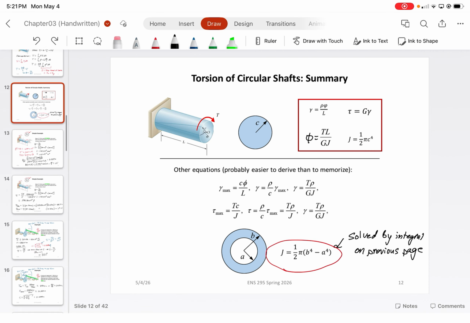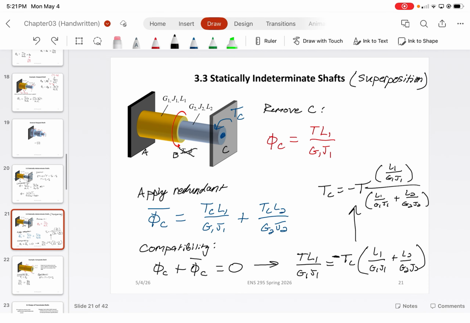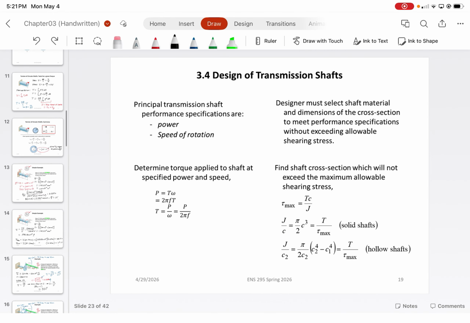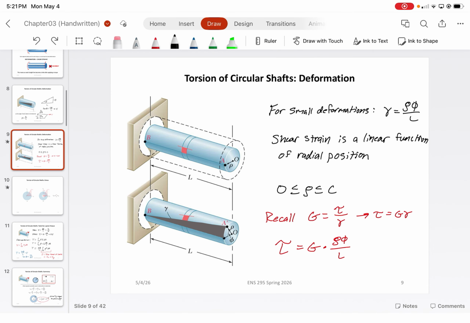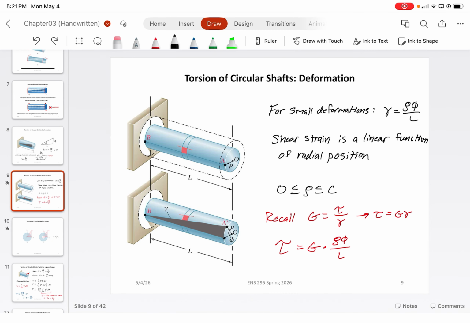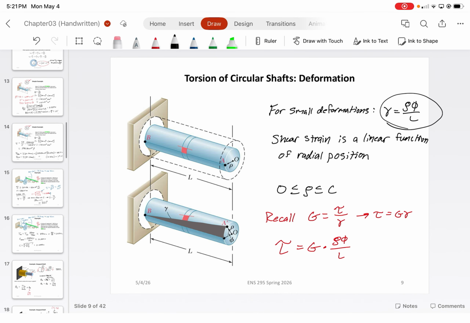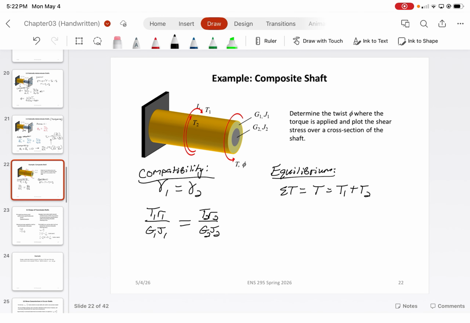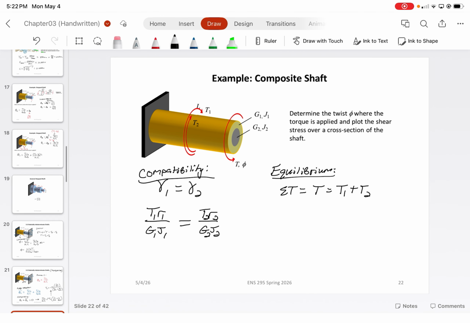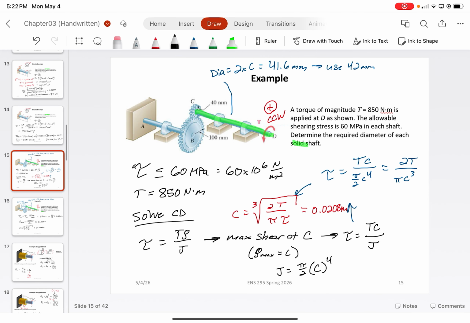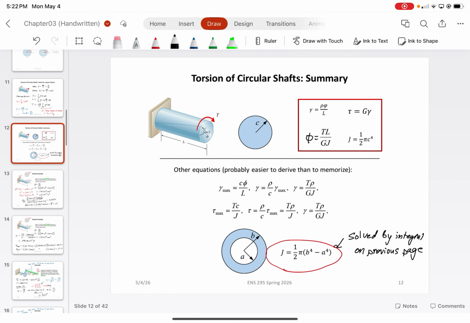Let's look at our terms here. T times R. What is the other equation for angle of twist? I'm blanking right now. This is the one that I'm thinking of: rho times phi over L. But then we need a way to express it in terms of torque. Where is it?